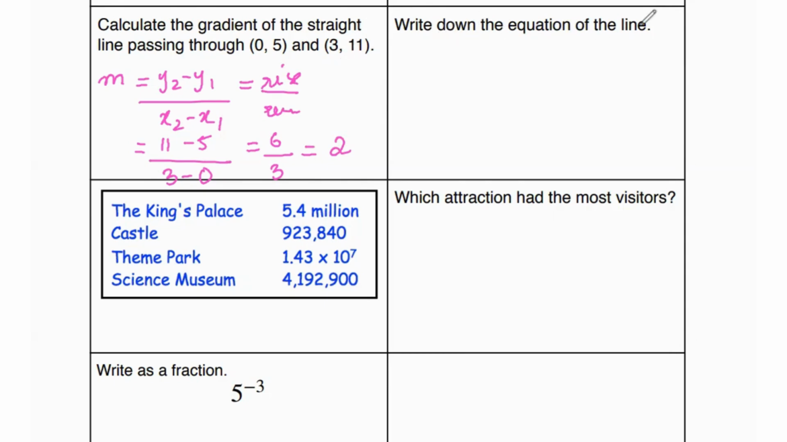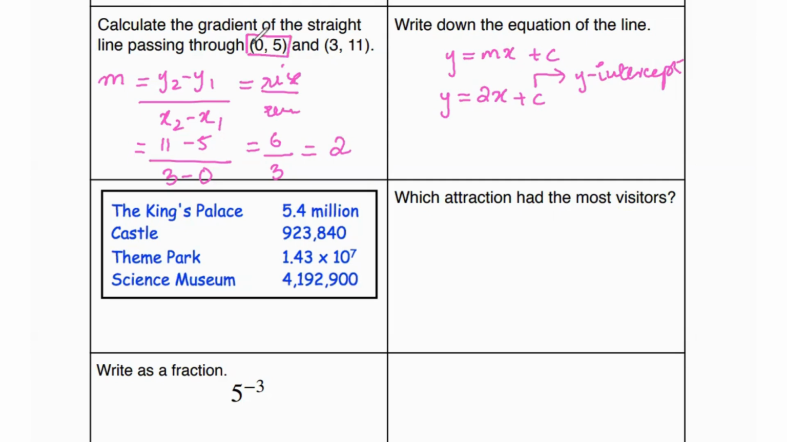Then it says write down the equation of the line. So since they haven't specified what format they want the equation in, it's always advised to go for the slope-intercept form, which is y equals mx plus c. Now m is your slope, so we know that is 2. So we have y equals 2x plus c. Now c is basically your y-intercept. So if you look at the question, we can see that the y-intercept is given as (0, 5).